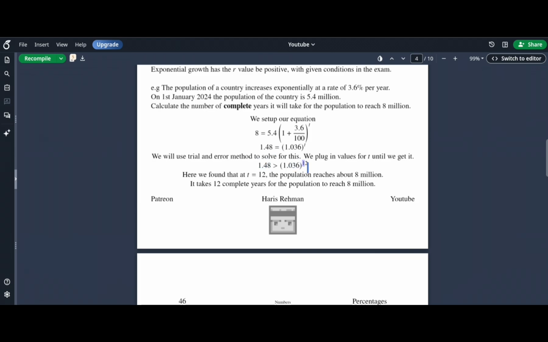Now when you get this 12, when you're satisfied with this, it is our final statement. Here you find that t is equal to 12, the population reaches about 8 million. I'm not saying exactly 8 million, about 8 million. It takes 12 complete years for your population to reach 8 million. If you were to use a calculator and calculate this value, you would see it's a bit less than 1.48.